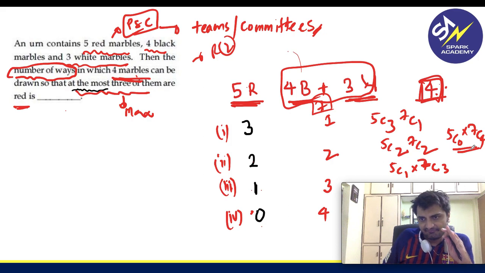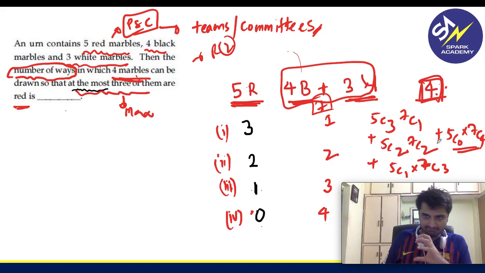Clear, guys? Yeah. So this plus this plus this plus this will give me the answer. Getting it? Yeah. So it's very easy, right? So this is simple permutations based sum. So again, finishing, you do it.